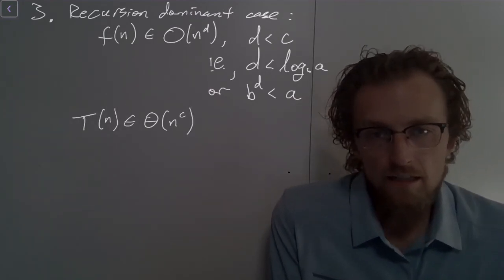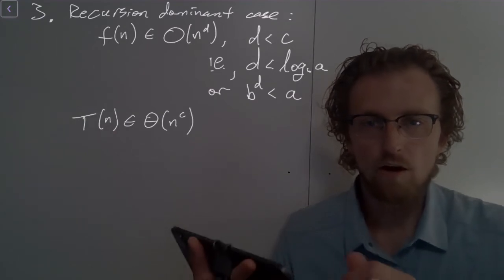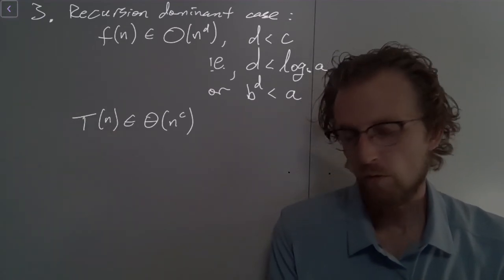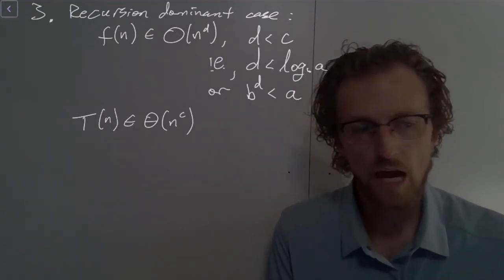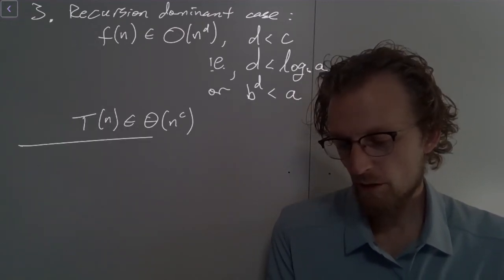And this is the case that we looked at where we had all of those leaves of the recursion tree, where the leaves of the recursion tree were what was running the show, right? It was slowing us down. So here's the picture, right?